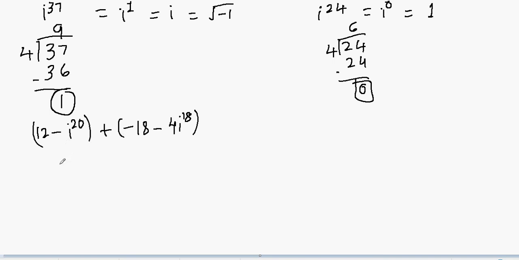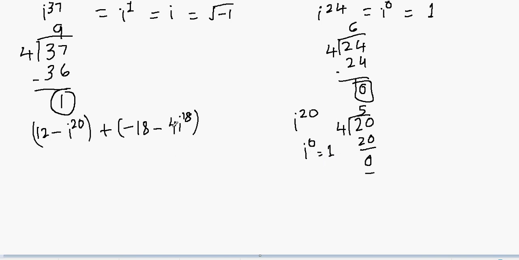But before we add this expression, we have to replace each occurrence of i to the power n in the expression with the simplified version. So let's do that first. Let's find the value of i to the power 20. We'll take 20 and then divide that by 4. 4 times 5 will be 20 and we'll get the 0 remainder. So i to the power 20 will be equal to i to the power 0, and this will be equal to 1.